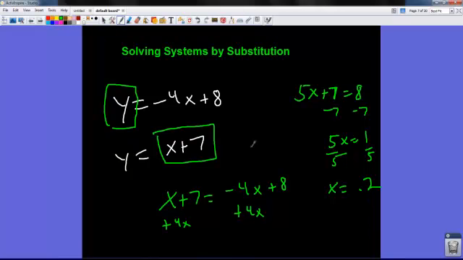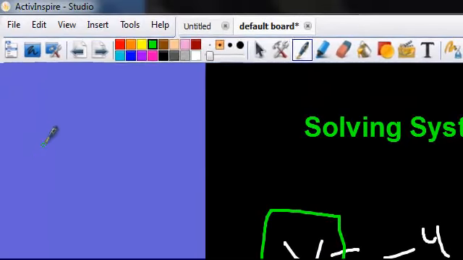Now, use either equation, plug in your x value, and get your y. I'm going to use this one down here because it's easier to work with. There's only an x instead of a negative 4x. So 0.2 plus 7 equals 7.2. That's it. That's all it takes. So your solution is 0.2, 7.2.